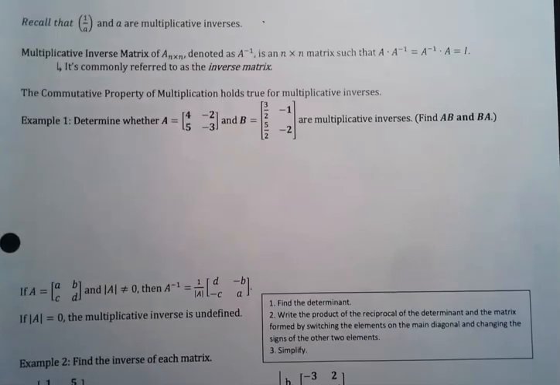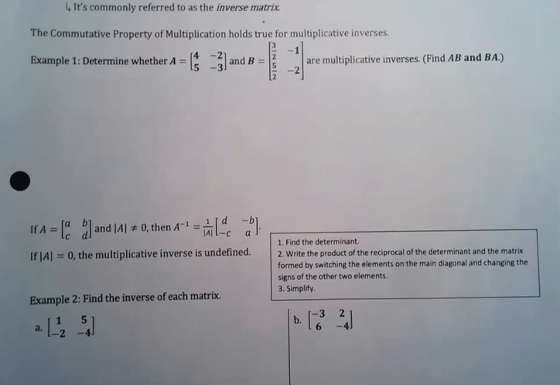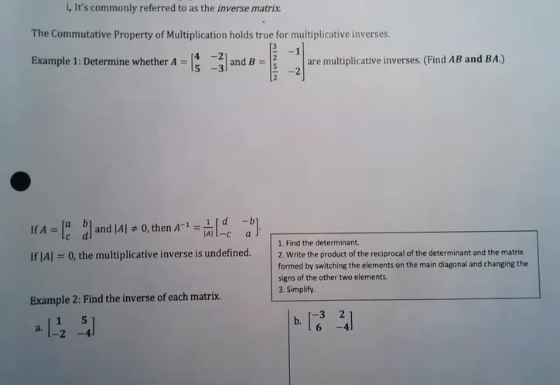So in example 1, I'm going to clear some of this. We want to determine whether matrix A, 4, -2, 5, -3, and matrix B, 3 over 2, -1, 5 over 2, and -2 are multiplicative inverses of each other. The way to do that is we need to find AB, A times B, and B times A, to see if they are multiplicative inverses of each other. So let's start with AB.